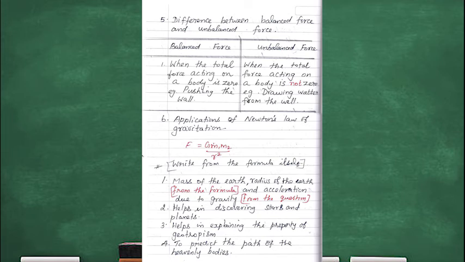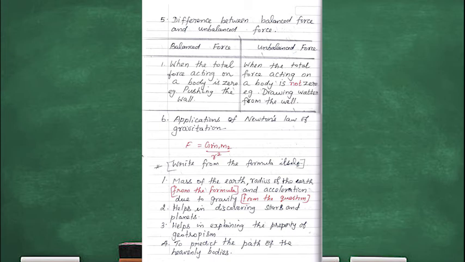Okay, first point will be mass of the earth. m is given. Then r is given, radius of the earth. From the formula I have taken it. Then the next one will be acceleration due to gravity. That is from the question. What is the question given? Law of gravitation, upon three words, 1 mark.